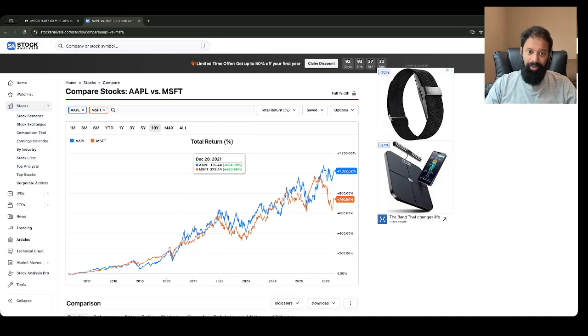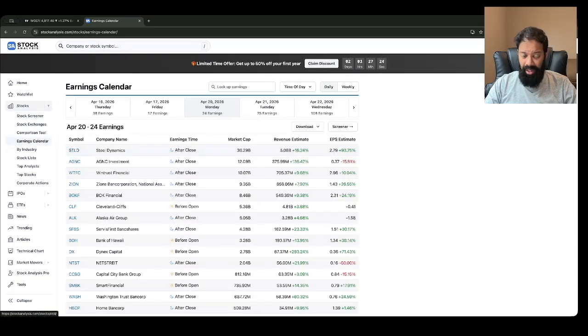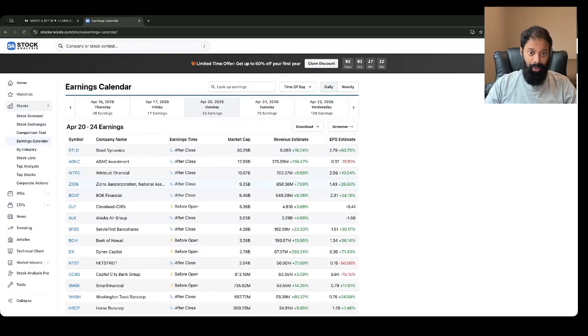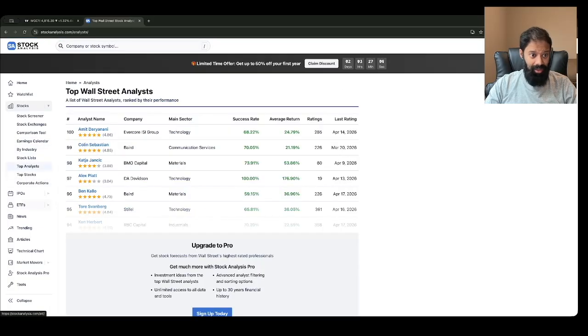You get that right here very easily, very clean setup as well. Then there's earnings calendars. That's always useful for knowing when stocks that you own in your portfolio, or stocks that you're interested in, are going to report earnings if you're interested in the earnings play. There is by industry, stock lists, top analysts, a lot of information just under the stock tab here.